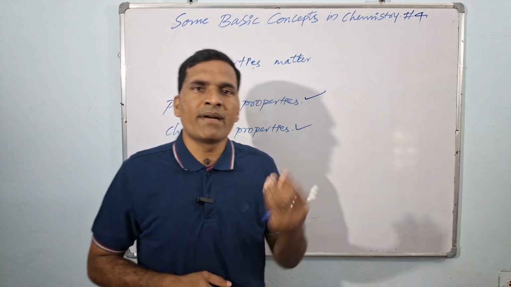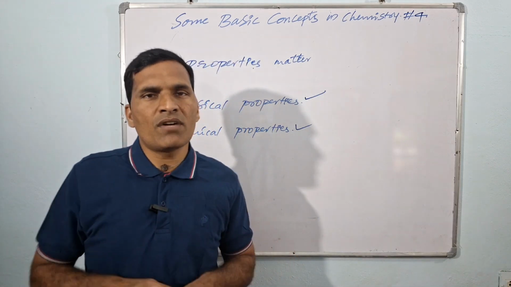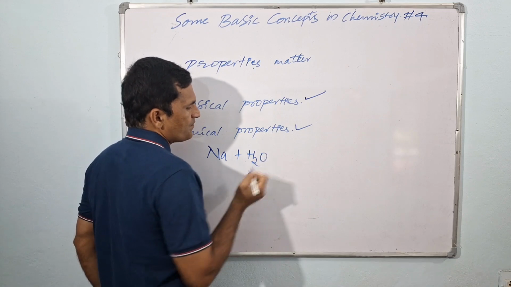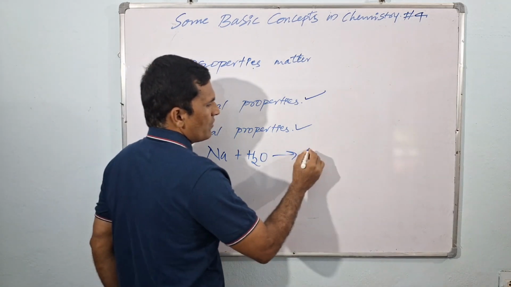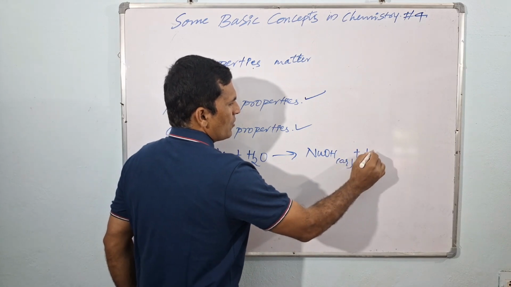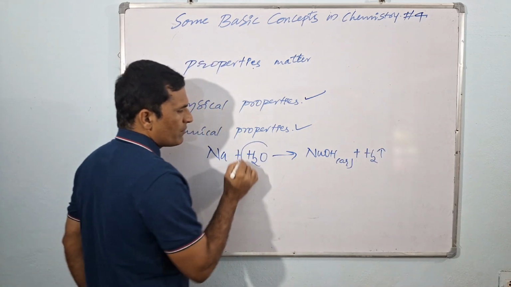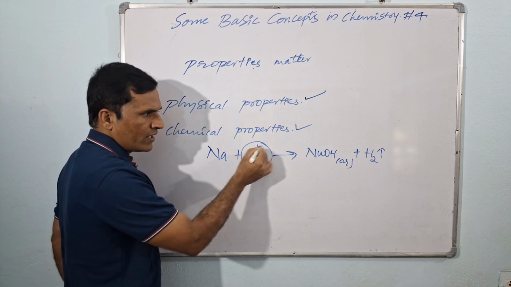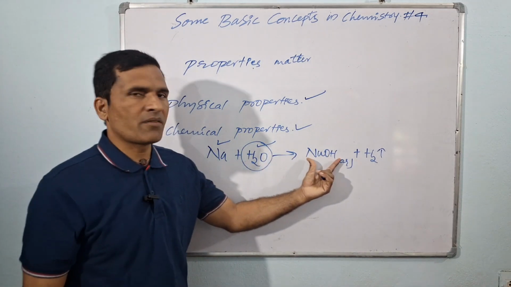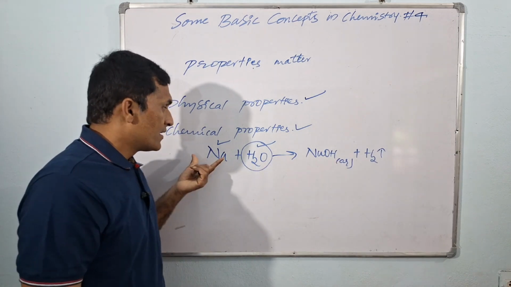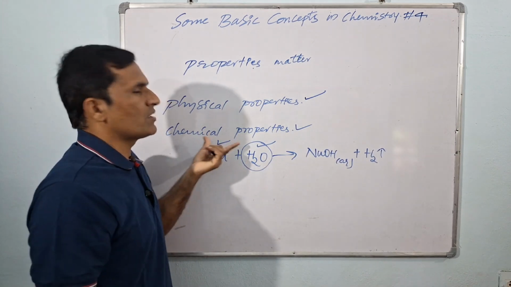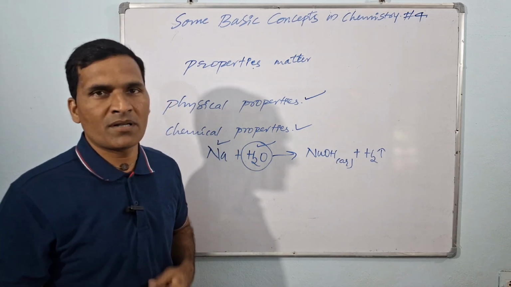Now suppose you take sodium metal and bring it in contact with water. When you treat sodium metal with water, what will you get? Sodium hydroxide as an aqueous solution, and hydrogen gas is liberated. The chemical composition of water has changed, sodium has also changed, and we observe the formation of NaOH. This property of sodium metal towards water is one of its chemical properties.